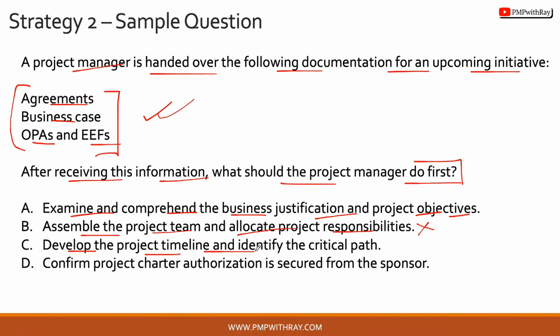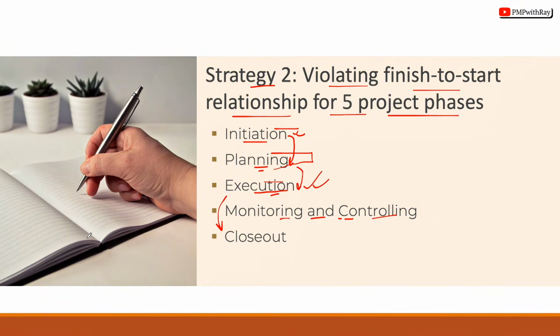Develop the project timeline and identify the critical path. Again, a planning activity, which is schedule management, or developing the project schedule, that is done in the planning stage, but the project is in the initiation stage, right? We have already established that. So that is why option B and option C are very close answer choices, but they are incorrect because of this finish to start relationship between the 5 project phases as we have learned.